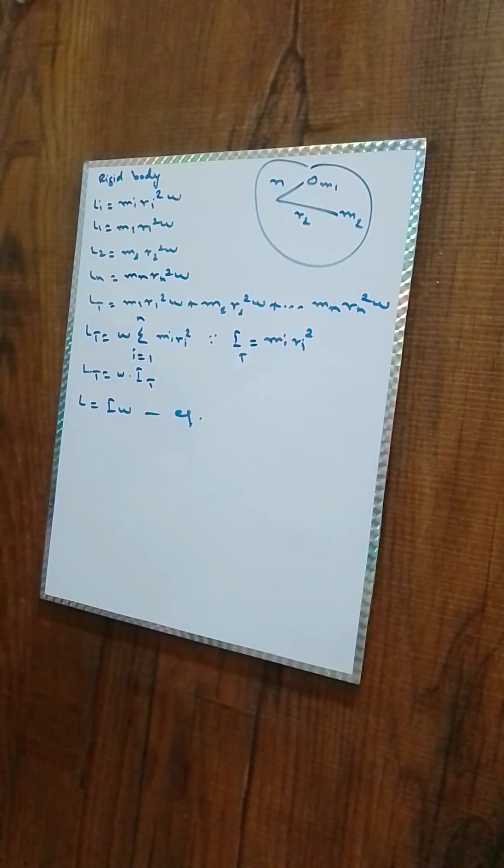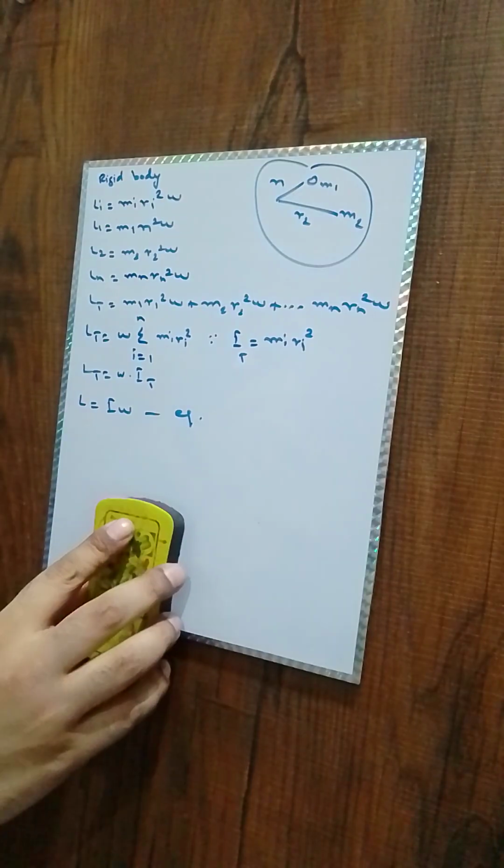For a rigid body, it has the differential masses and respective radii, which are collected into a summation. So this is interesting.